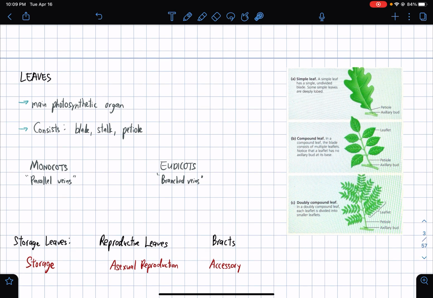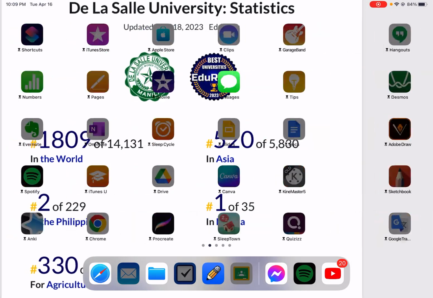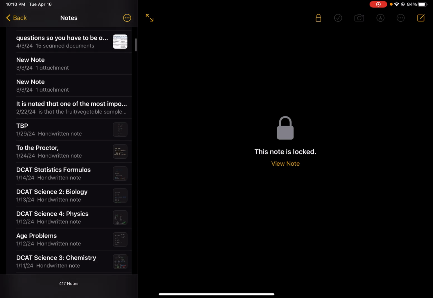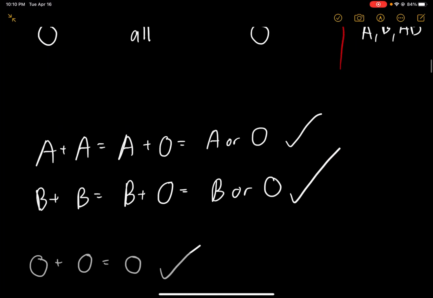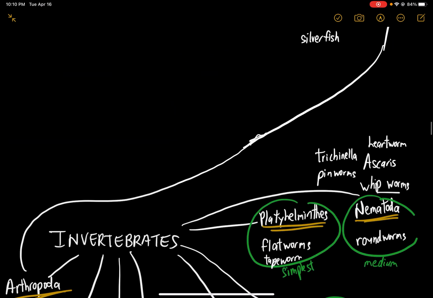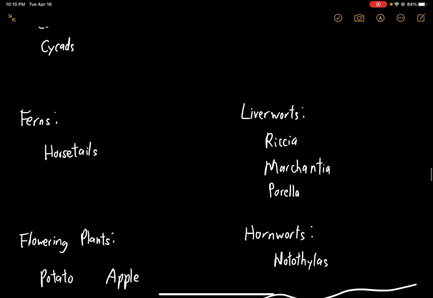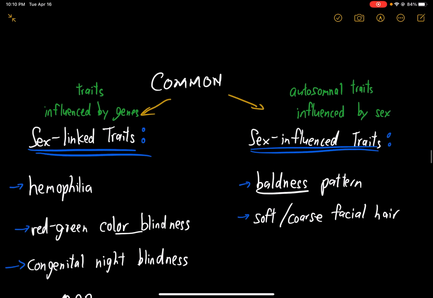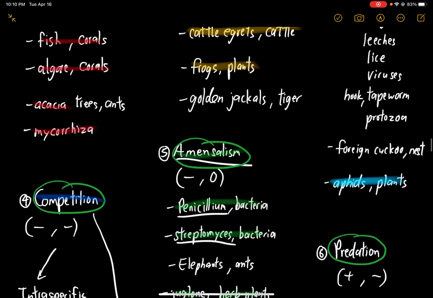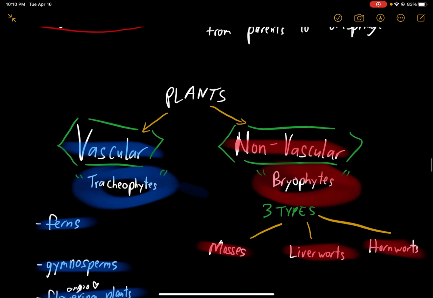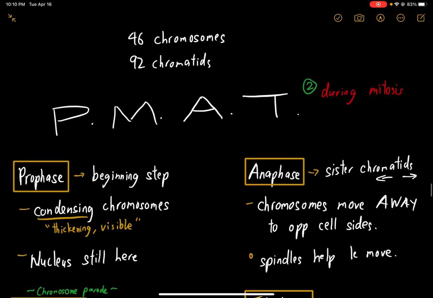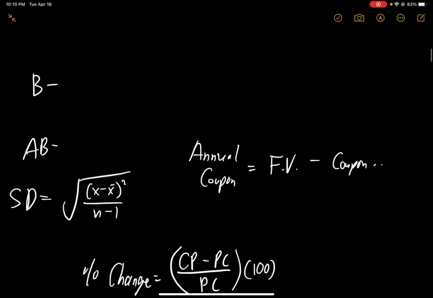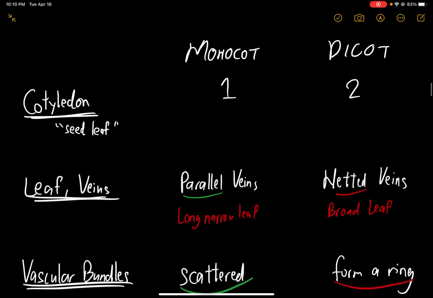I do have another reviewer on that. I believe it's in my notes. Okay, it has to be here. I was supposed to make another video discussing this. I will make a video focusing on how I prepared for my DCAT. Hopefully, I passed the entrance exam, basically the key to admission to De La Salle University. Where is that? What are we supposed to look for again? Monocots and dicots. I hope it actually is here. There you go, found it.